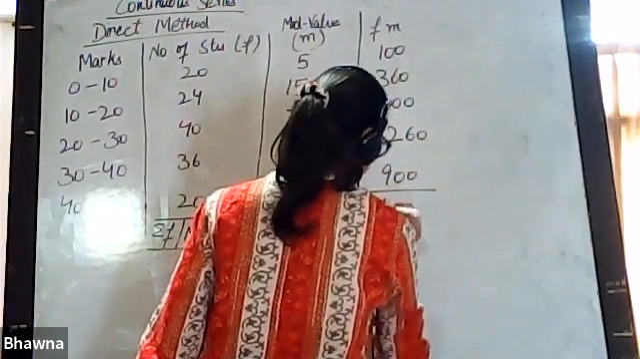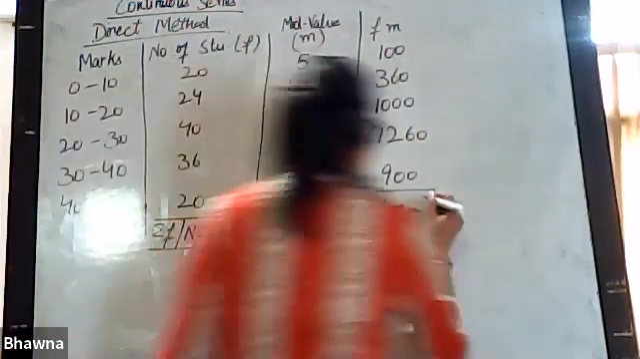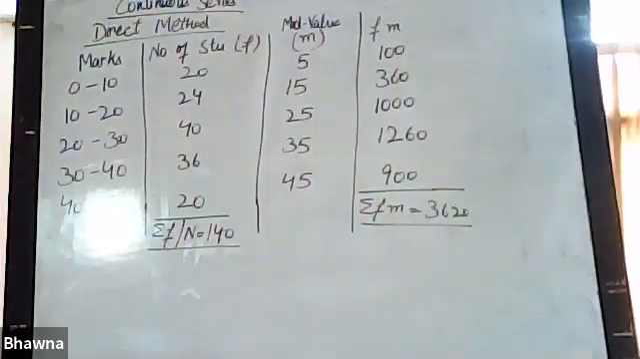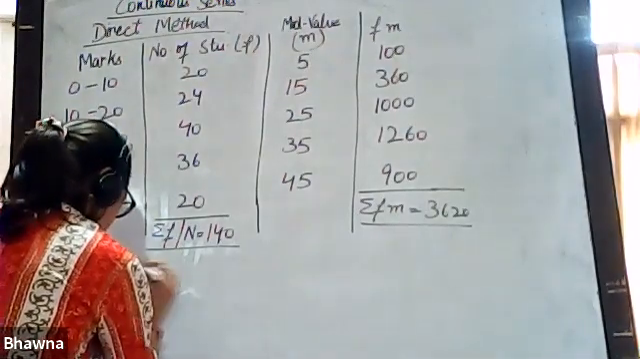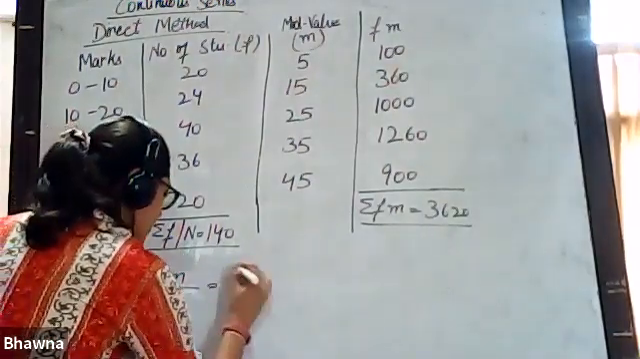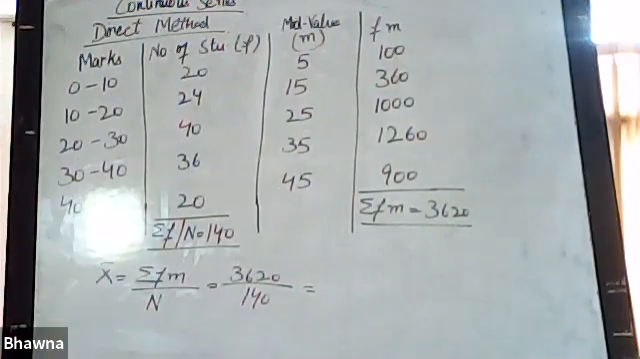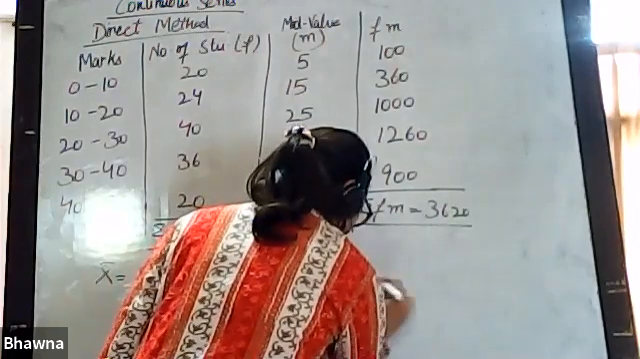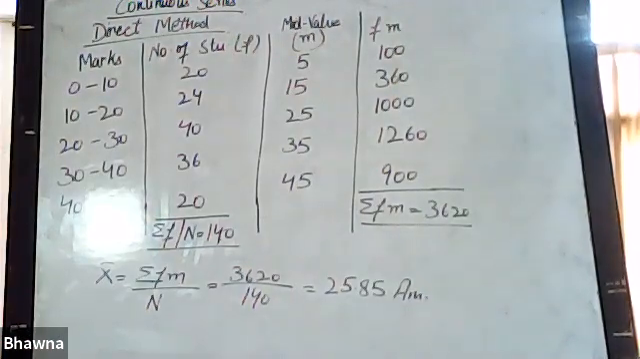And summation Fm is equal to 3620. Fine. Now we have to put the formula here. Mean is equal to summation Fm divided by n, is equal to 3620 divided by 140, and is equal to 25.85, and this is your answer, 25.85. This is all about the direct method with continuous series.